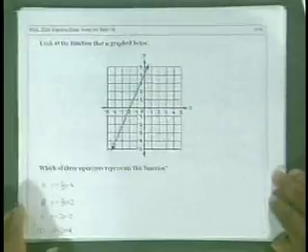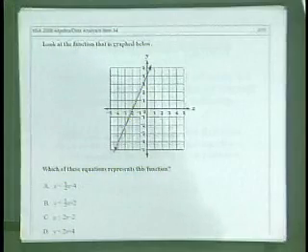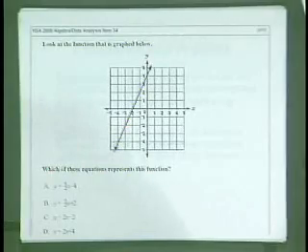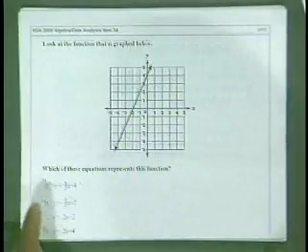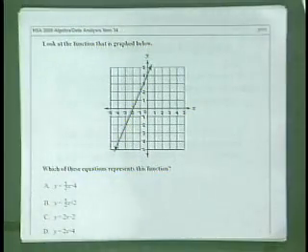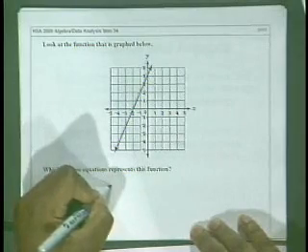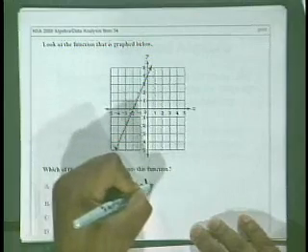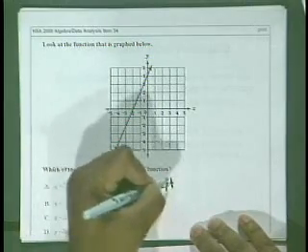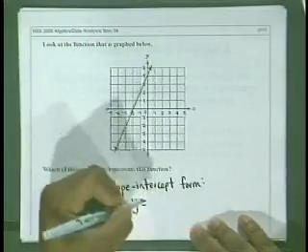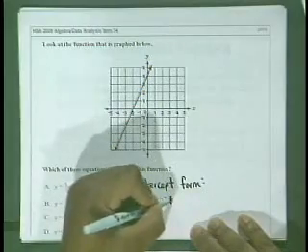Our first problem says, look at the function that is graphed below. The question says, which of these equations represents this function? So we want to know which equation represents the graph that we have displayed. If you notice, each of the equations is written in what we like to call y-intercept or slope-intercept form. And my question is, well, what is slope-intercept form? Slope-intercept form is y equals mx plus b.